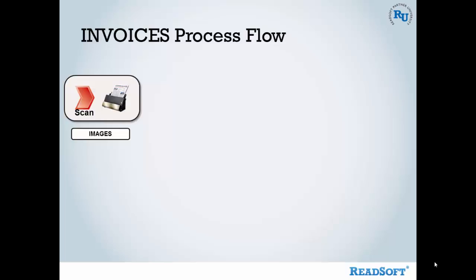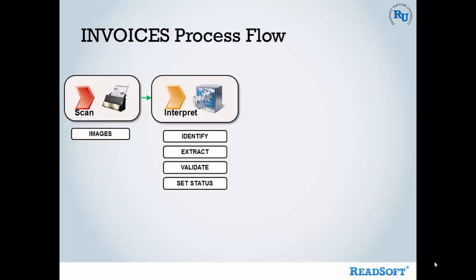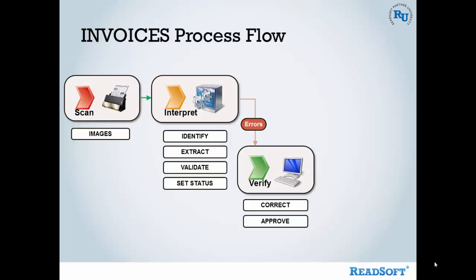When the scanner is empty, the documents are released to the interpret module that runs as a service on a Windows server. The interpret module will identify the supplier, extract and validate the data. Based on the result of interpret, it will assign an appropriate status for the next coming module. If all validations are met, the system can be configured to bypass the verify module and hand the invoice over to the transfer module directly.